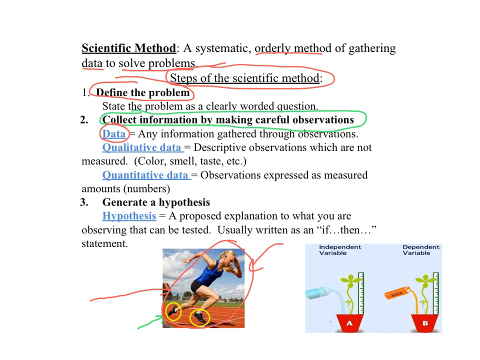In this instance, since there's a number, since I can measure how fast she runs, that's what's called quantitative data. Those are observations or data that can be expressed as numbers. So, how fast she runs, or how many wins I get in Fortnite, that would be quantitative data.